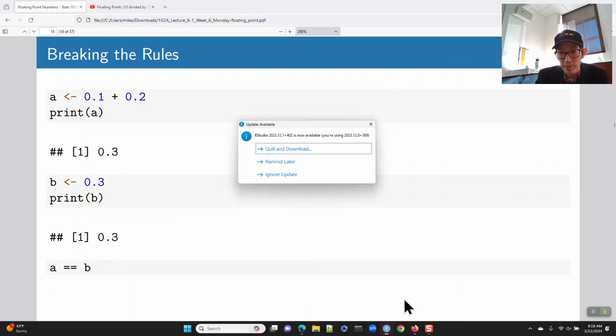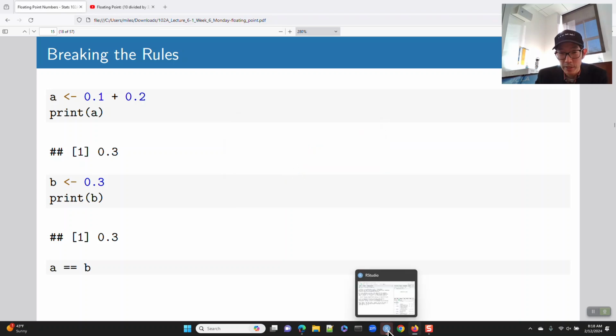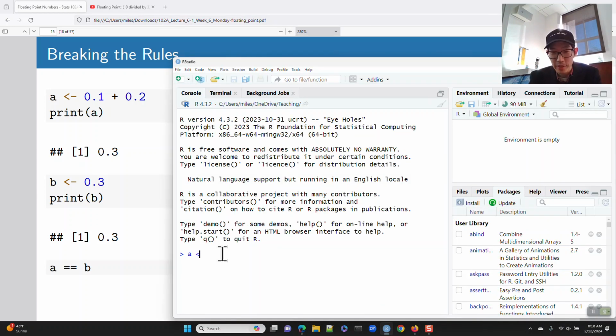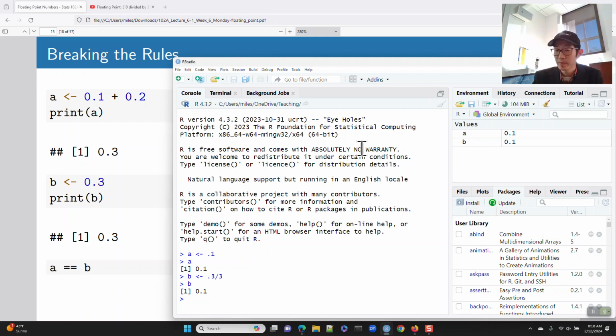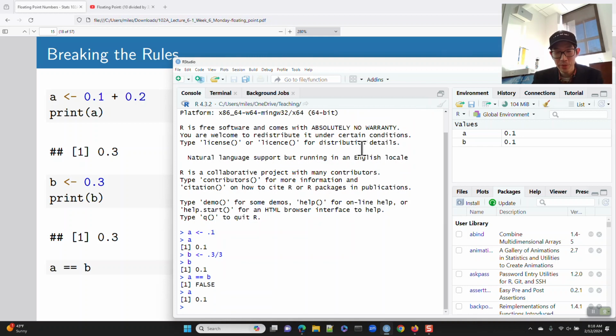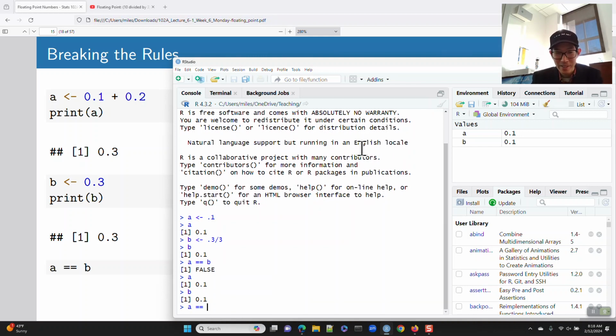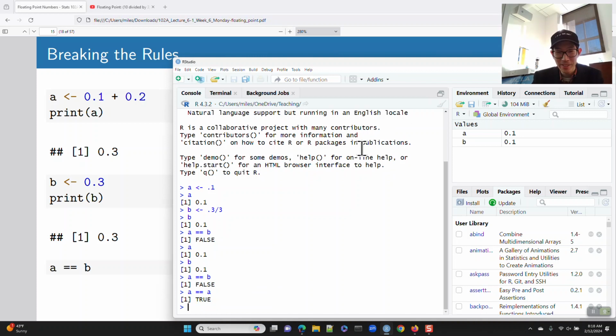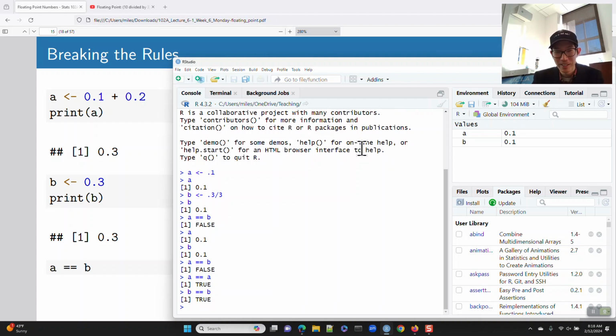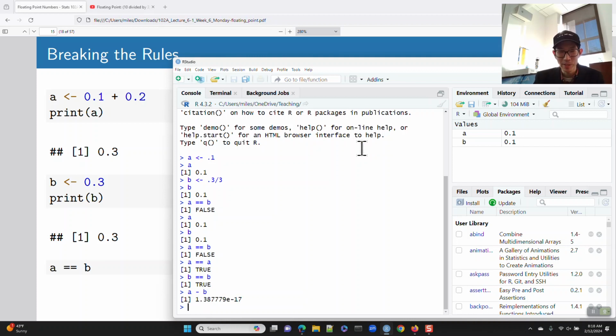Here's some more examples. Again, I'm going to say a is 0.1. What is a? A is 0.1. B is going to be 0.3 divided by 3. What's b? And then I ask, is a equal to b? That's false. What is a? 0.1. What's b? 0.1. Is a equal to b? That's false. A equal to a is true. B equal to b is true. What's a minus b? There's actually a tiny difference. It's not 0.